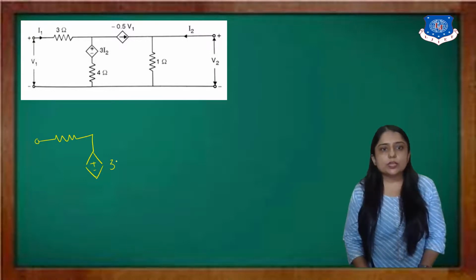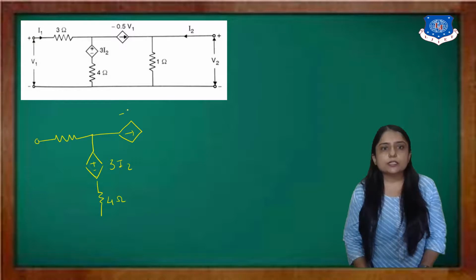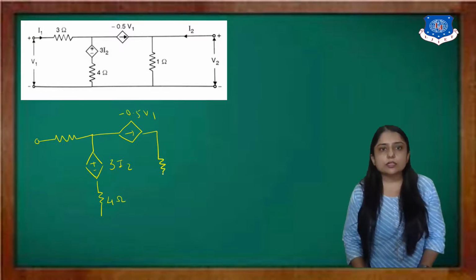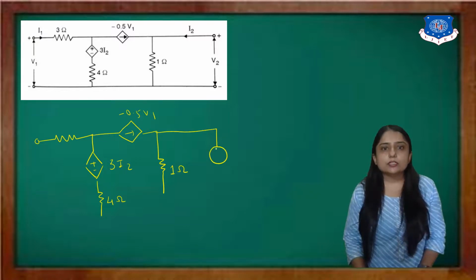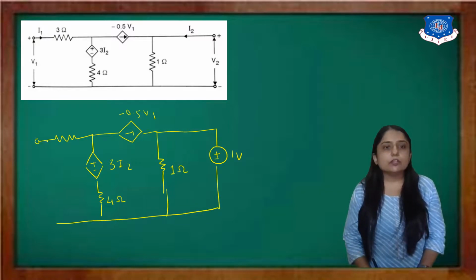Plus minus 3I2. Here I have 4 ohm. Here this is minus 0.5 V1. Then this is 1 ohm. And here I have to consider plus minus, that is 1 volt. And this I1 equals what?